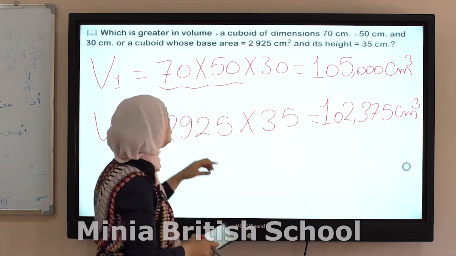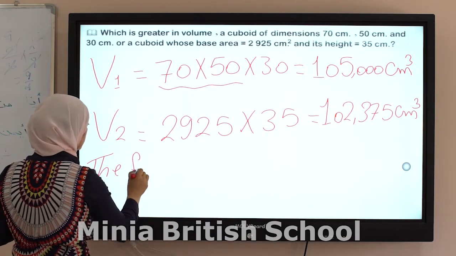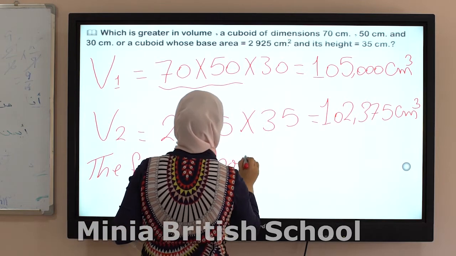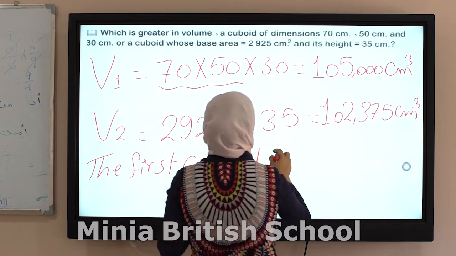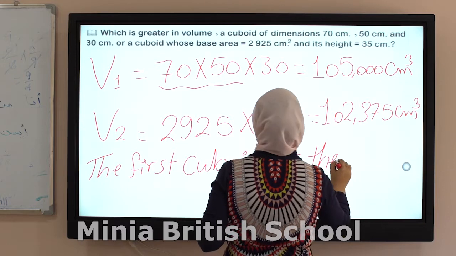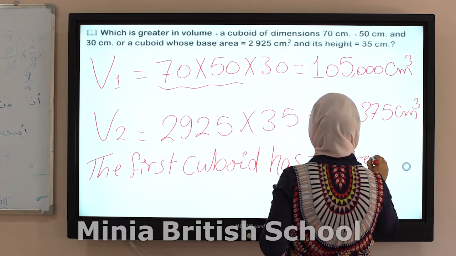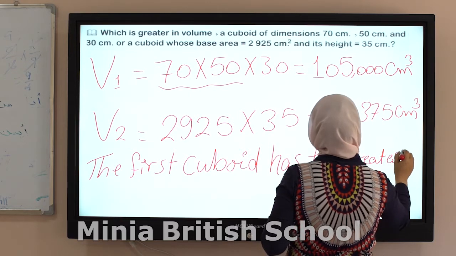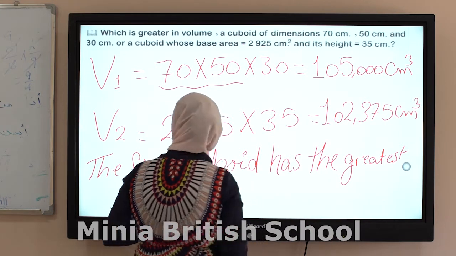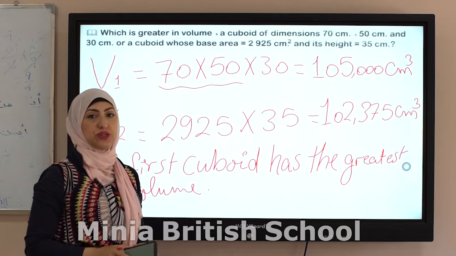The first one. So I write here: the first cuboid has the greatest volume, or I can write the first cuboid is greater than the second cuboid.